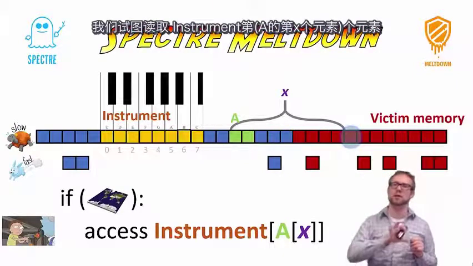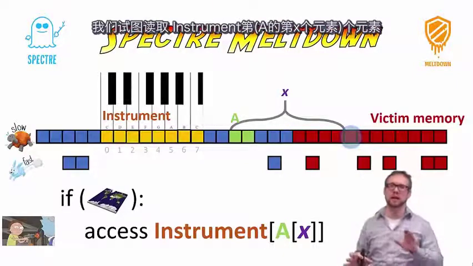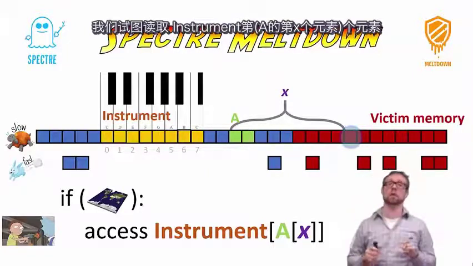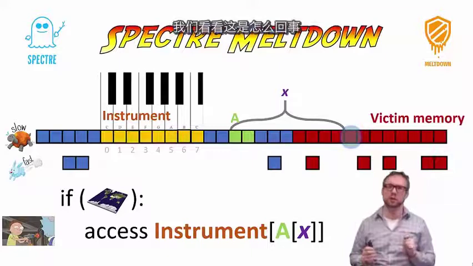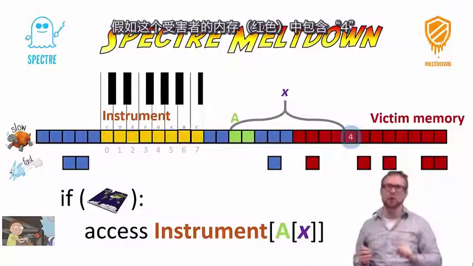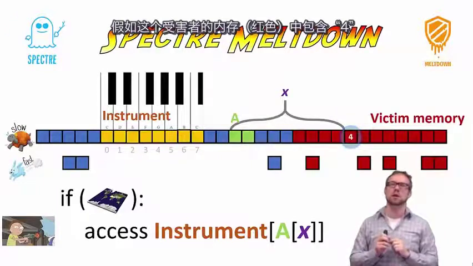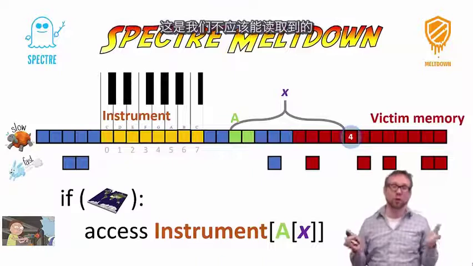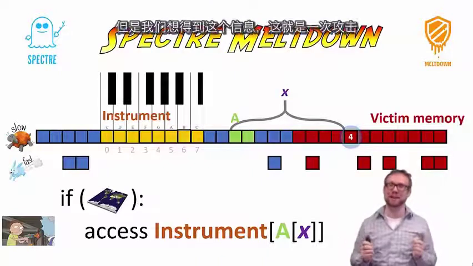We're going to try to access the part of memory that lies at instrument of A of X. Whoa, that's a mouthful. Let's have a look at what that means. Suppose that what we're after is this part of victim memory, the blue dot here, and it contains the letter 4. The number 4. We don't know this, but we want to find this out. That's what the attacks are about.